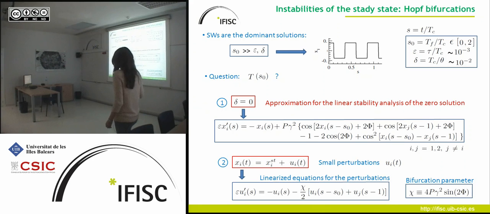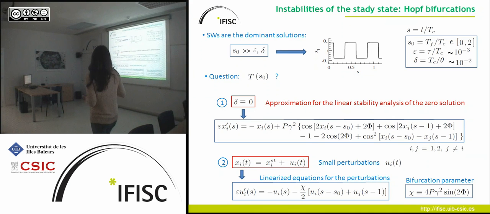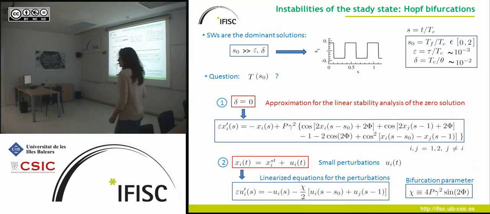Then we consider small perturbations around the steady state, and we formulate the linearized equations for the perturbations. Here we have that Chi is an effective bifurcation parameter, as we will see later, and it is proportional to the laser power and the pickup strength, and it also depends on the phase.